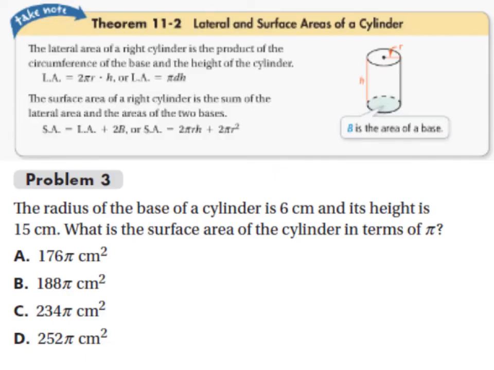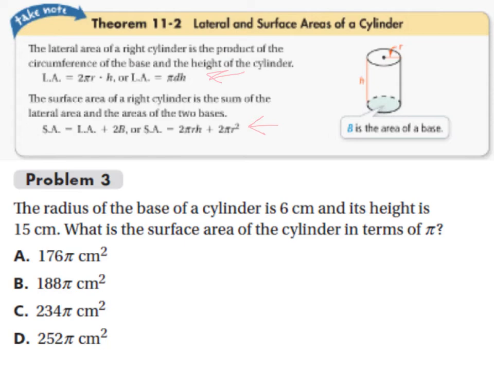Now we have the lateral and surface area of a cylinder. So it's the same concept. Lateral area is still going to be the area around the shape, and then the surface area will be the lateral area plus the two bases. So here are the two different equations that you have here.